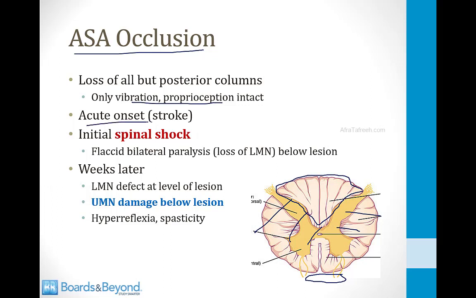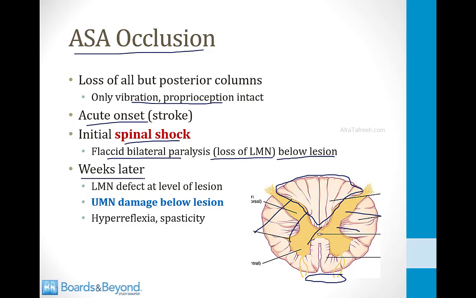It's a form of stroke involving the spinal cord, and initially patients develop what's known as spinal shock. When the occlusion first occurs, there will be flaccid bilateral paralysis from loss of lower motor neurons at the spinal cord at the level of the lesion and all levels below the lesion. This is because of the sudden and abrupt decline in blood flow from the anterior spinal artery.